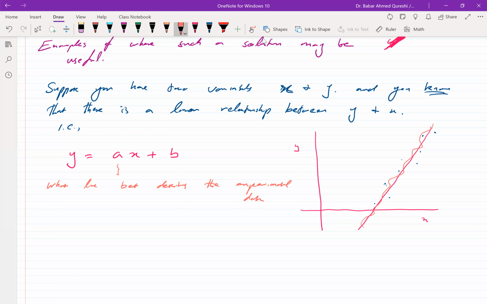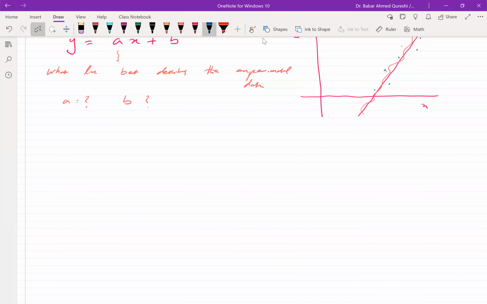So that is the question which is asking what is A and what is B. These two parameters for the line you are trying to find. And that will give you the law which describes the relationship between these two. So you're just told that it's a linear relationship, but you want to find what is A and what is B. So how would you do that?